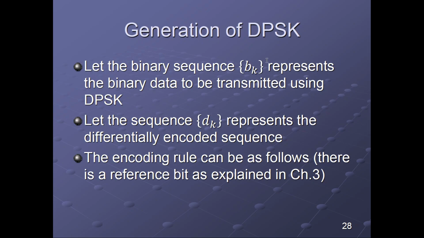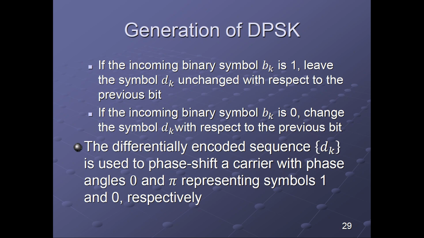Generation: how to generate differential phase shift keying. Let the binary sequence BK, the binary data sequence, represent the binary data to be transmitted using differential phase shift keying, and let the sequence DK represent the differentially encoded sequence. Then you can follow the following rule. If the incoming binary symbol BK is 1, leave the symbol DK unchanged with respect to the previous bit.